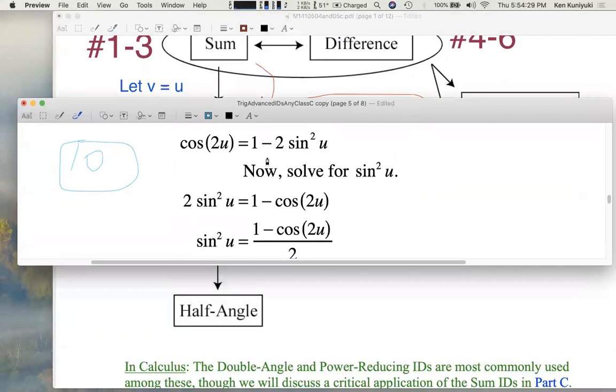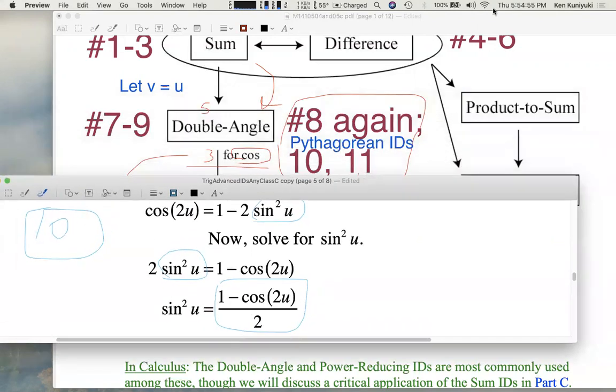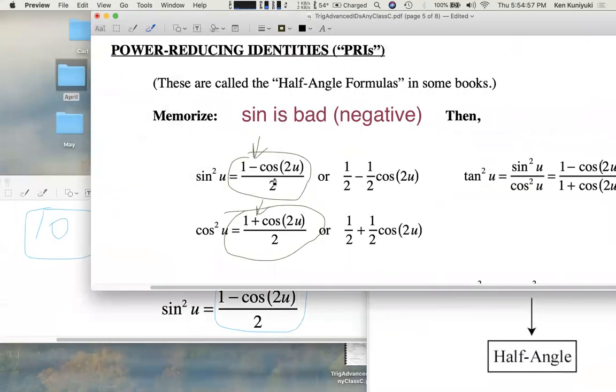Cosine of 2u equals 1 minus 2 sine squared of u. Now we're going to solve for sine squared of u. So we can add 2 sine squared of u to both sides. At the same time, subtract cosine of 2u. So we have a minus sign over here. And then to solve for sine squared of u, divide by 2 on both sides. Sine squared of u equals this fraction over here. 1 minus cosine of 2u all over 2.